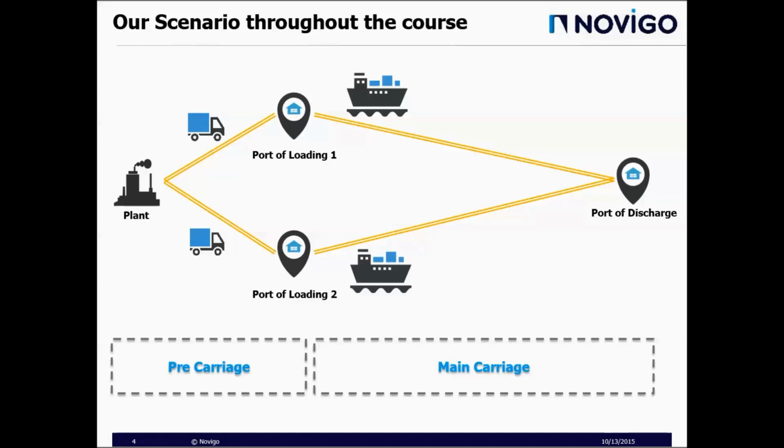As you can see, our transportation network has 2 stages. Stage 1 or pre-carriage, which is a road leg and will be done by trucks. And stage 2 or main carriage, which is an ocean leg and will be done with ships.